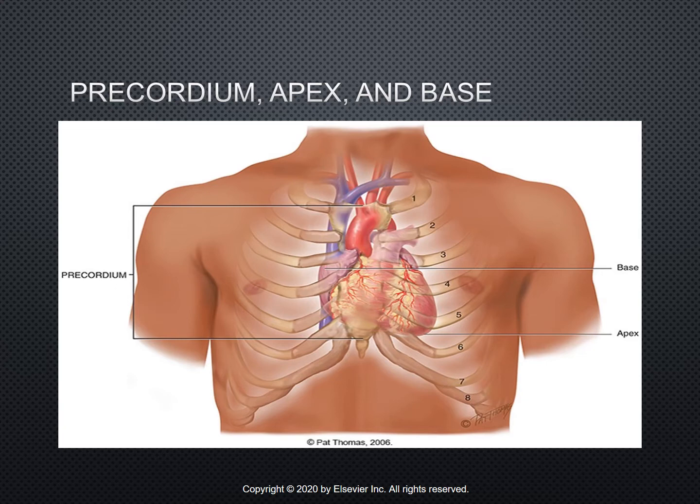But the base and the apex of the heart are the opposite of the lungs, okay? So the apex of the heart is towards the bottom of the heart, and the base of the heart is at the top of the heart, okay? So it is marked here on this picture as well.